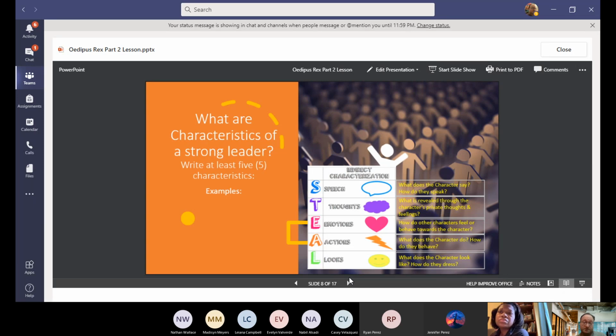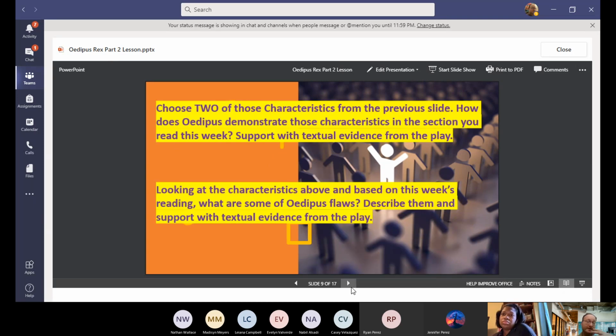So starting again with characterization, what are the characteristics of a strong leader? What does a strong leader have in terms of what they say, what they think, how they feel, what they do, what they might even look like? We're asking you, in your word document, to write that and then answer the questions that come after: once you've got that list of five characteristics, choose two and apply them to Oedipus, supporting that with textual evidence.